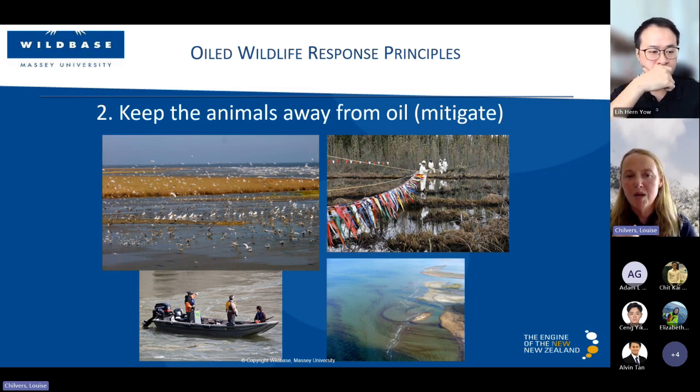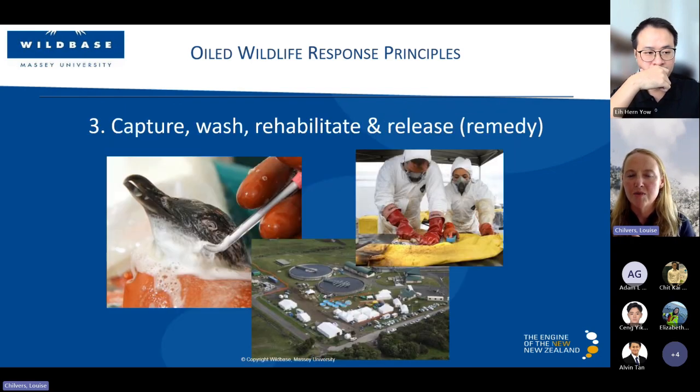But realistically, what most people understand about oiled wildlife response is the third one, which is about capturing oiled animals, washing them, rehabilitating them, and releasing them, which of course is remedy.